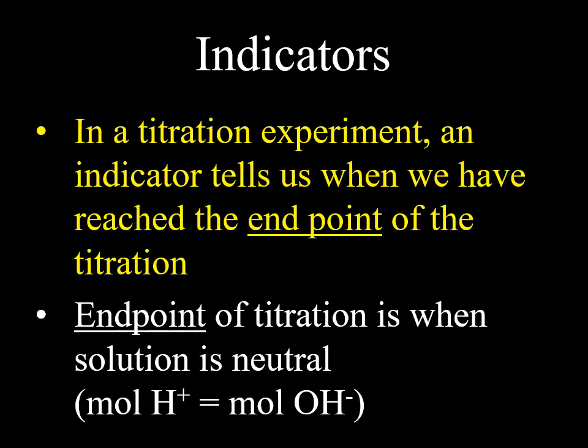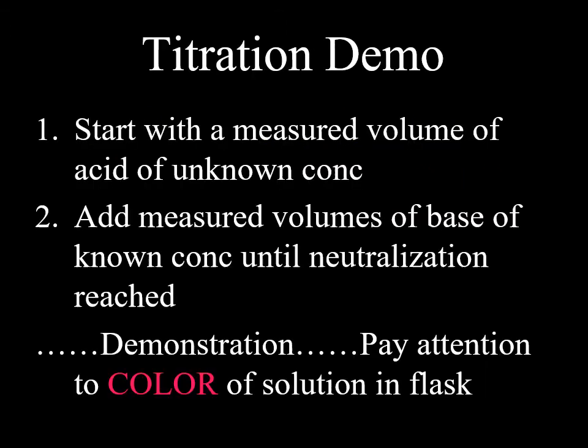So the indicator tells us we've reached the end point of the titration. The end point is basically the end of the experiment. It's when the solution is actually neutral. It tells us that the moles of H+ equal the moles of OH-. So the color of the indicator says you've now reached neutral. Time to stop. All right, so here's where I'd normally do a demo, and I'd have a flask in front of me and I'd be swirling stuff around and you would see the colors.